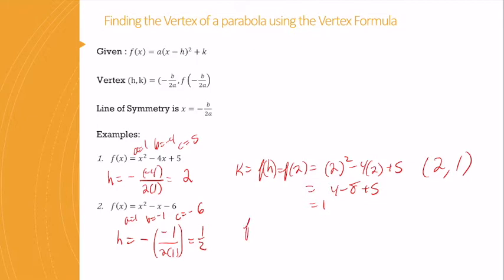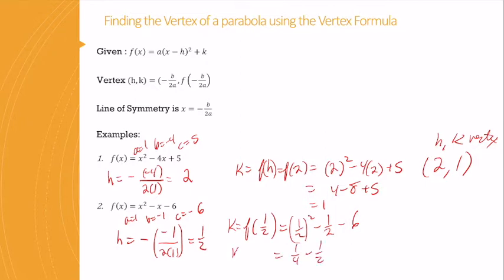If I have f of 1/2, I'm trying to find my k, the y value of my vertex. I'm going to have 1/2 squared minus 1/2 minus 6. So that's going to be 1/4 minus 1/2 minus 6. So I have negative 1/4 minus 6. 6 is 24/4. So I have negative 25/4.